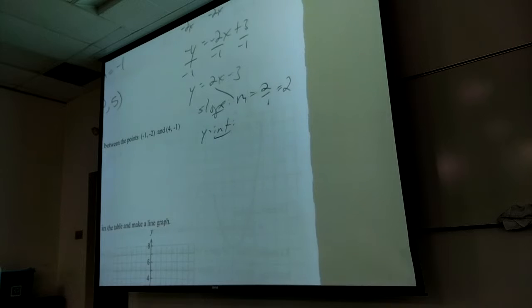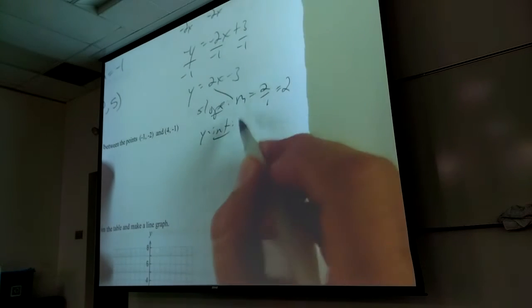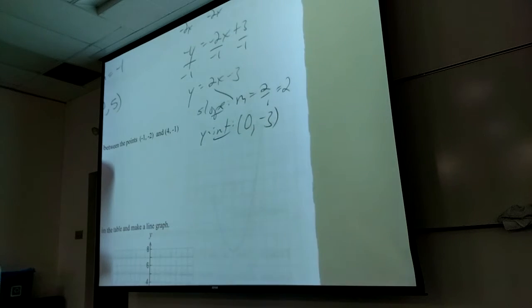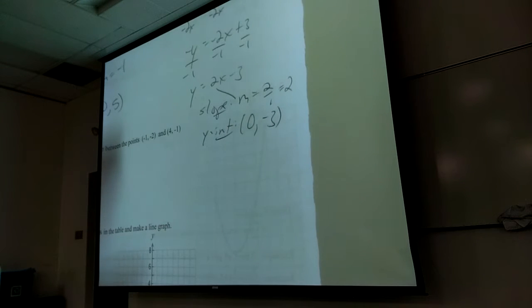Okay, I like it. So you guys said the y-intercept was 0, negative 3. 0, negative 3. Kick ass.